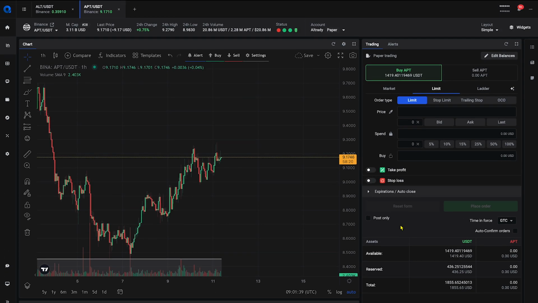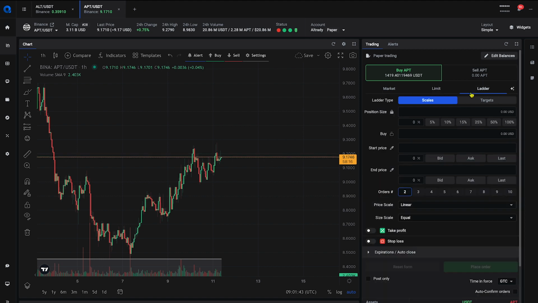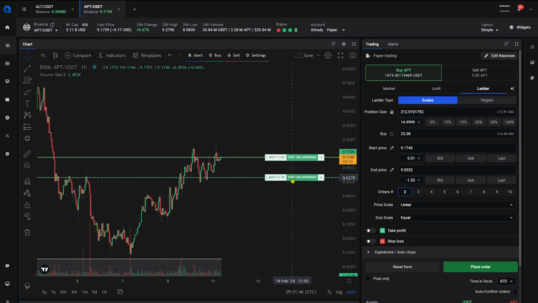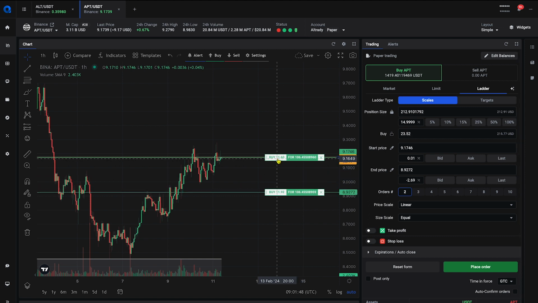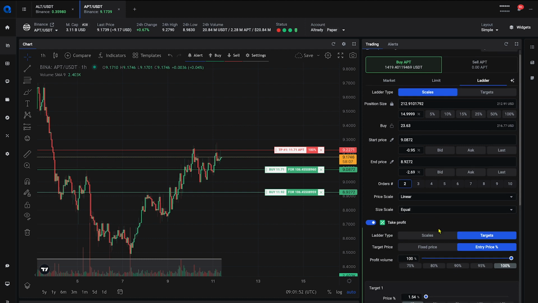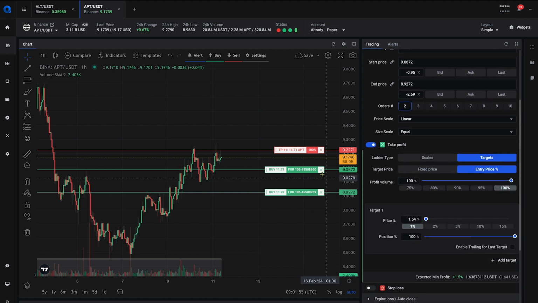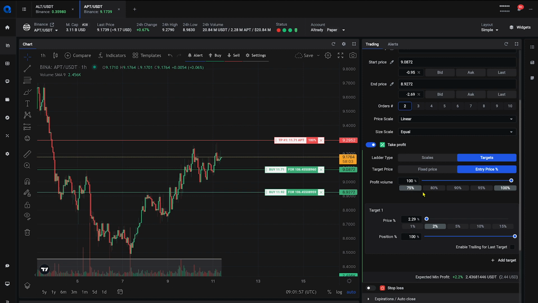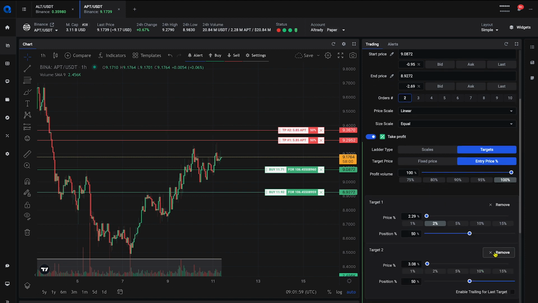Let's walk through setting up multi-target take-profit orders in Altrady. Set up your entry orders using the ladder function, but single orders are also possible, of course. Now enable the Take Profit section. You will now see one Take Profit target and you can drag the price to the correct level in the chart. You can add another target by clicking on the Add Target button.